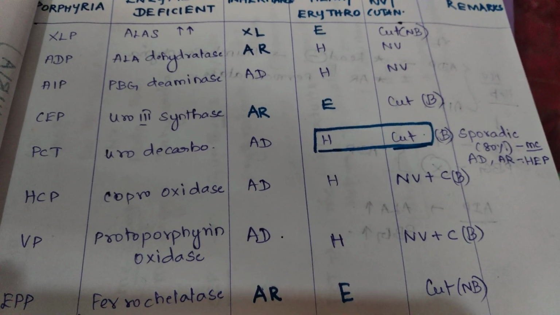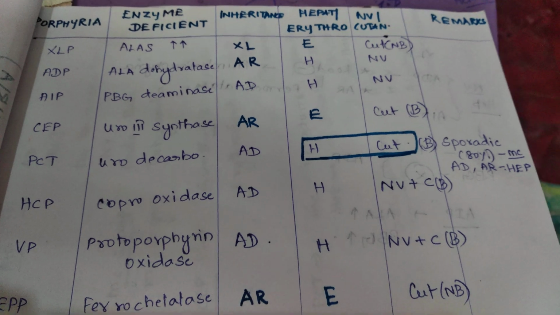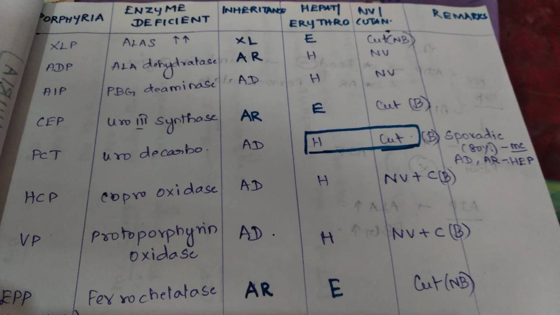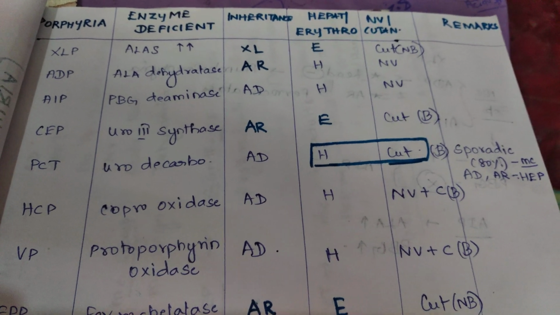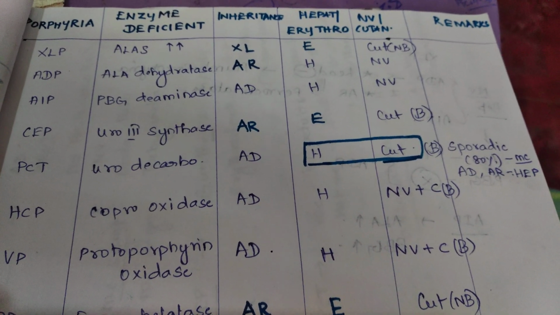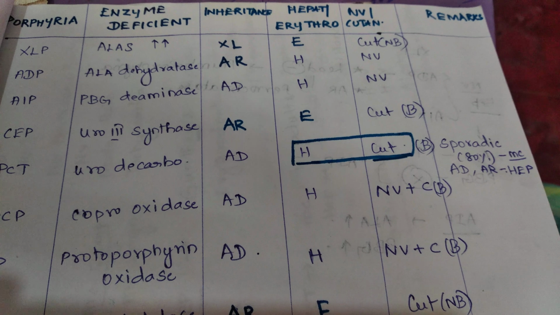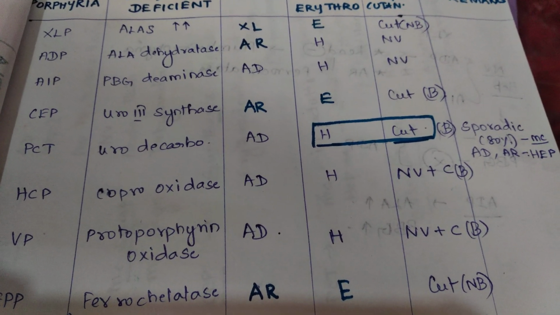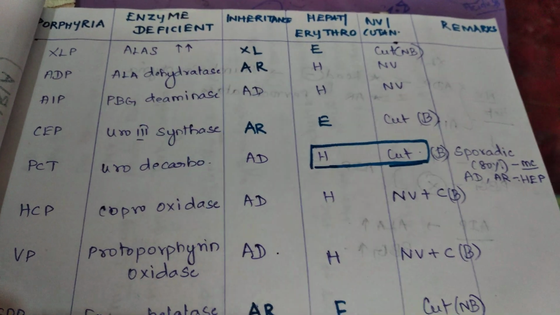There we have an exception for this. So autosomal dominant porphyria produces hepatic porphyria, but here the inheritance pattern is going to be autosomal recessive. So everywhere there is going to be an exception. The exception in this porphyria is autosomal dominant porphyria, which has an autosomal recessive inheritance.